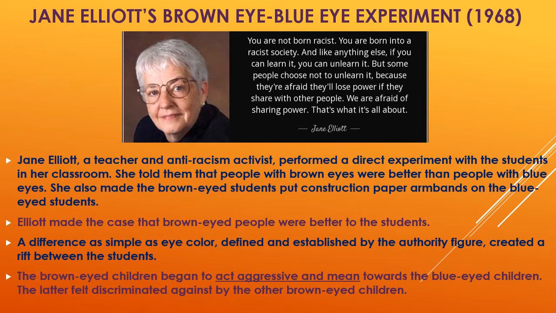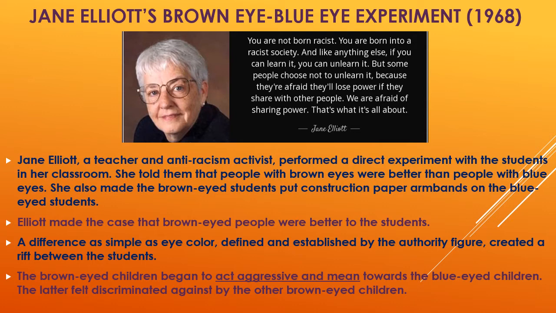So that's a little background. In 1968, Jane Elliott, a third grade teacher and an anti-racism activist, performed a direct experiment with the students in her classroom. They came into school one day, and she told her students that people with brown eyes were better than people with blue eyes. She also made the brown-eyed students put construction paper armbands on the blue-eyed students to physically set them apart from their classmates.